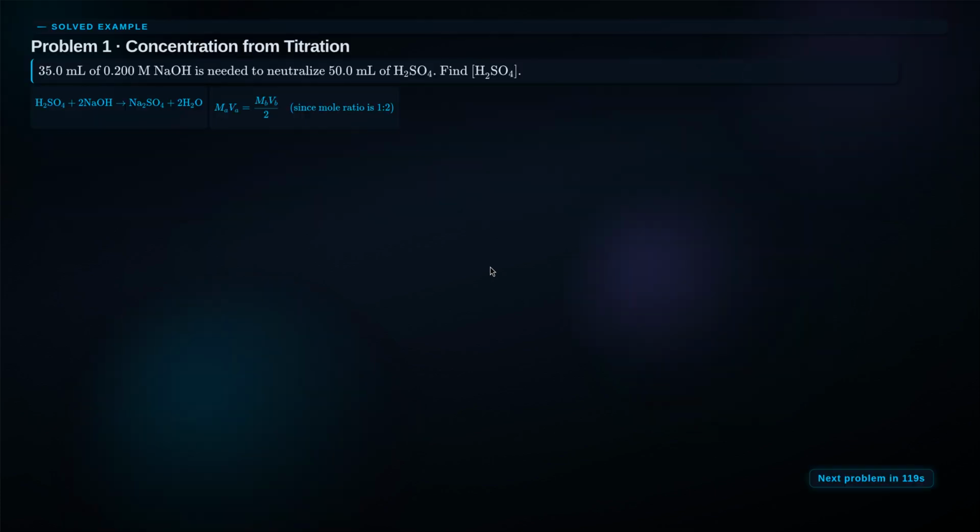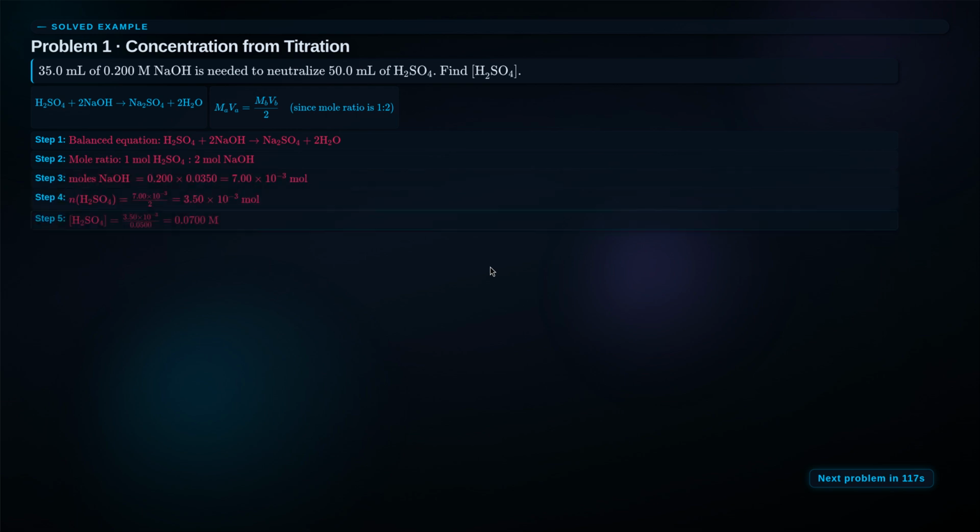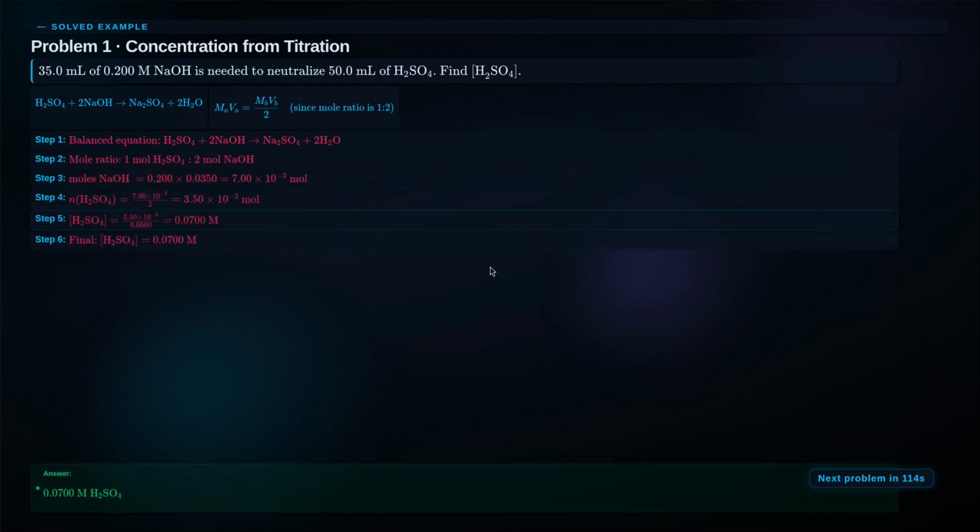Problem 1. Finding concentration from titration data. 35 milliliters of 0.200 molar NaOH is needed to neutralize 50 milliliters of sulfuric acid. Step 1. Write the balanced equation. H2SO4 plus 2 NaOH yields Na2SO4 plus 2 H2O. Step 2. The mole ratio is 1 to 2. 1 mole of sulfuric acid reacts with 2 moles of NaOH.